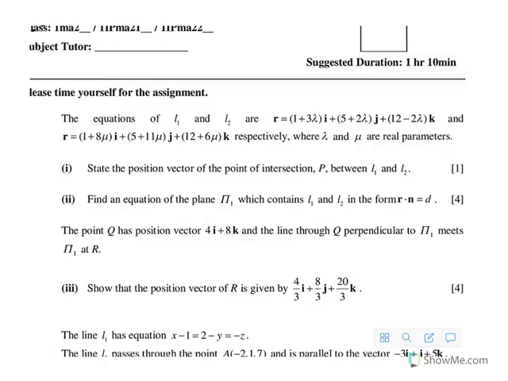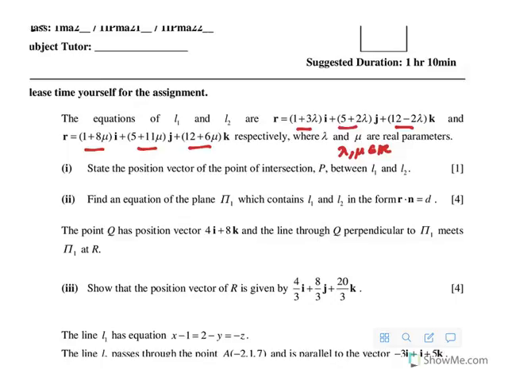Okay, for question 1, the equations of L1 and L2 are 1 plus 3 lambda, 5 plus 2 lambda, 12 minus 2 lambda, and 1 plus 8 mu, 5 plus 11 mu, and 12 plus 6 mu, where lambda and mu are real parameters, so you need to remember that lambda and mu are real. We want to first state the position vector of the point of intersection P between line 1 and line 2.